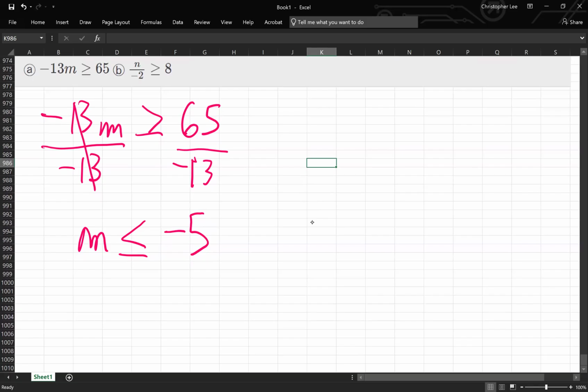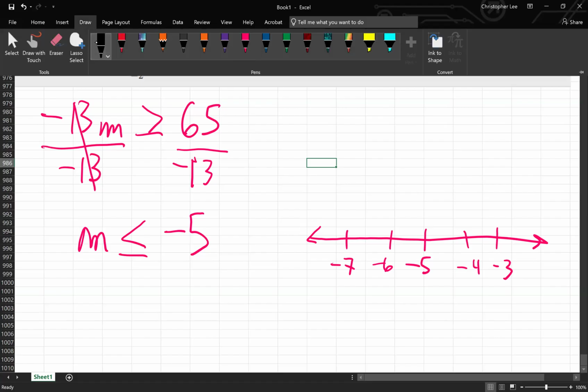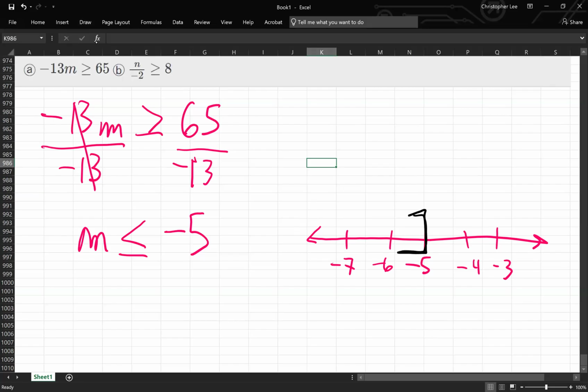Talk about the graph. I'm just going to put negative 5 here. To the left, negative 4, negative 3. Oh, sorry, that's to the right. I'm sorry. To the left, negative 6, negative 7. Sorry about that. All right. This is going to be a square bracket, right? Because we have equal to. So this is going to be a close square bracket, and we're going to shade to the left.